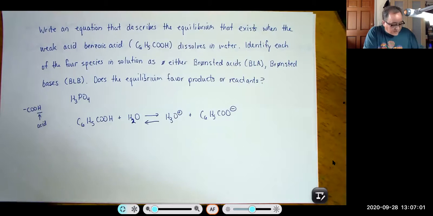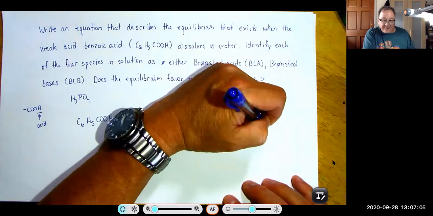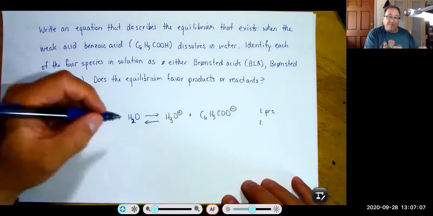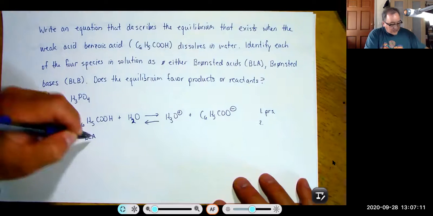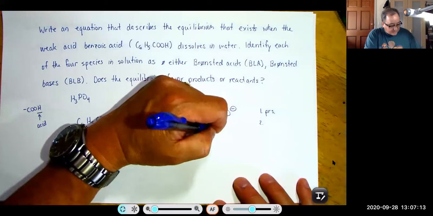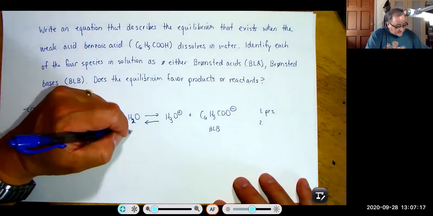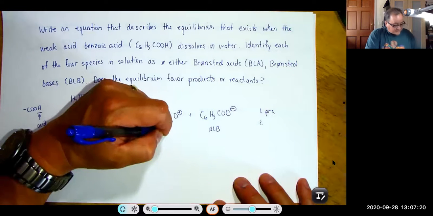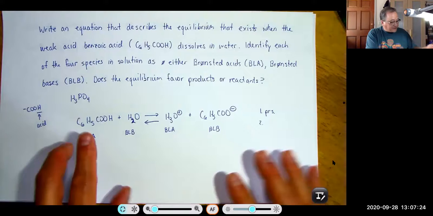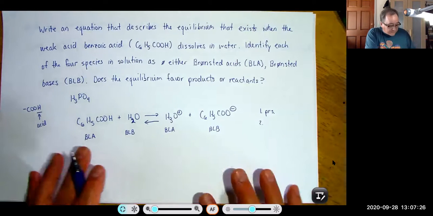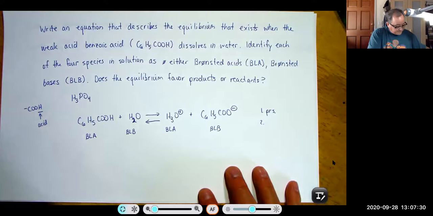Do you remember how we started this one? First you get the pairs. Okay, so I'm hoping that you found this was a Bronsted-Lowry acid. And over here, this is the Bronsted-Lowry base because that's a pair. This is a Bronsted-Lowry base, and this is a Bronsted-Lowry acid because that's a pair. Now, the question here is, does the equilibrium favor the products or the reactants? And we can answer this.